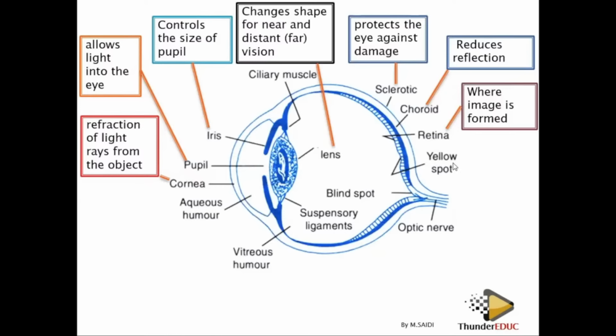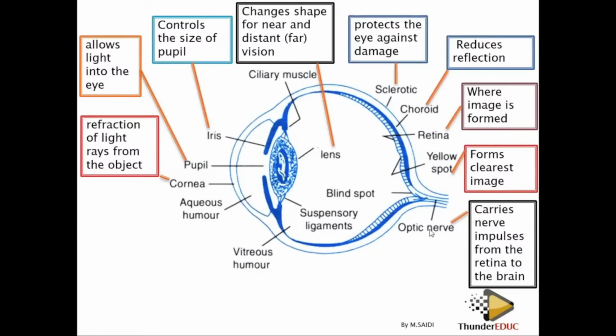So you have another part which is called the yellow spot. The yellow spot is where the clearest image is formed. Sometimes when you are looking at an individual, you tilt your head so that you can see the individual clearly. It means that you're trying to make the image fall on the yellow spot. Sometimes we call it the fovea. This is where the clearest image is formed.